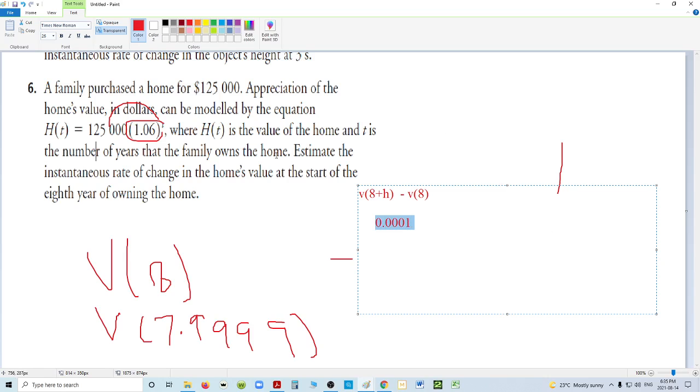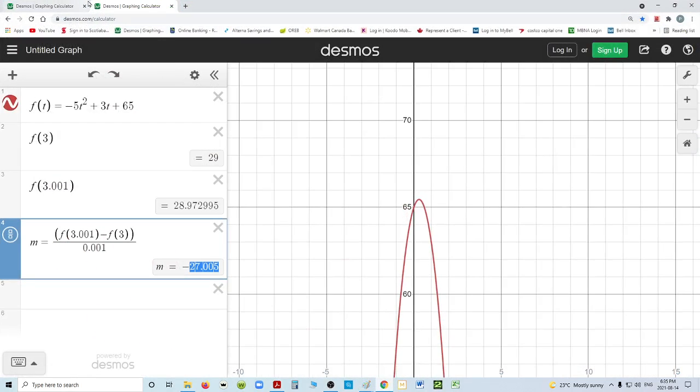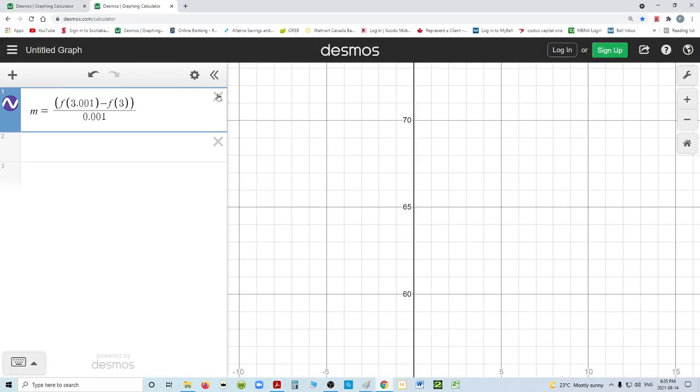Okay, let's put this in, 125, 1.06. Let's call it value based on time is equal to 125,000 times 1.06 to the power of t. And let's try that. And I forgot that. Does that work? No. What are you having trouble with? The v? Okay, let's do f. Oh, you're having trouble with the comma.